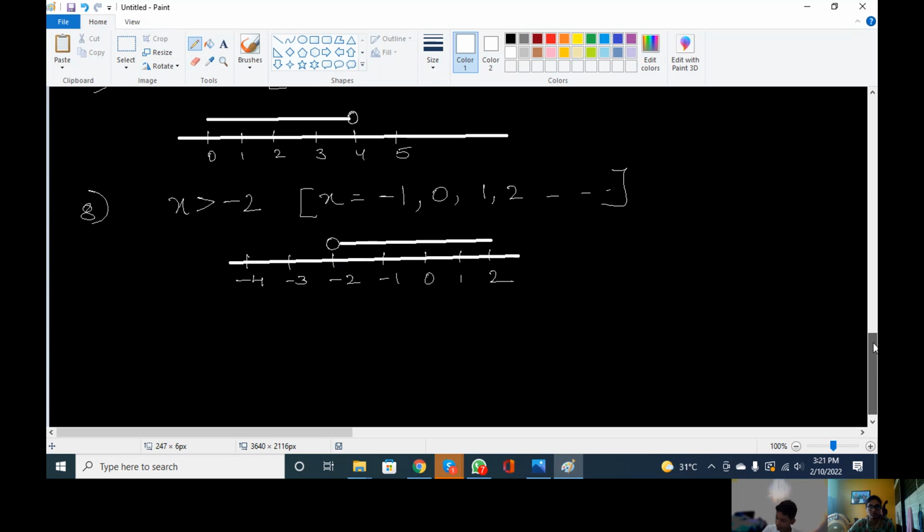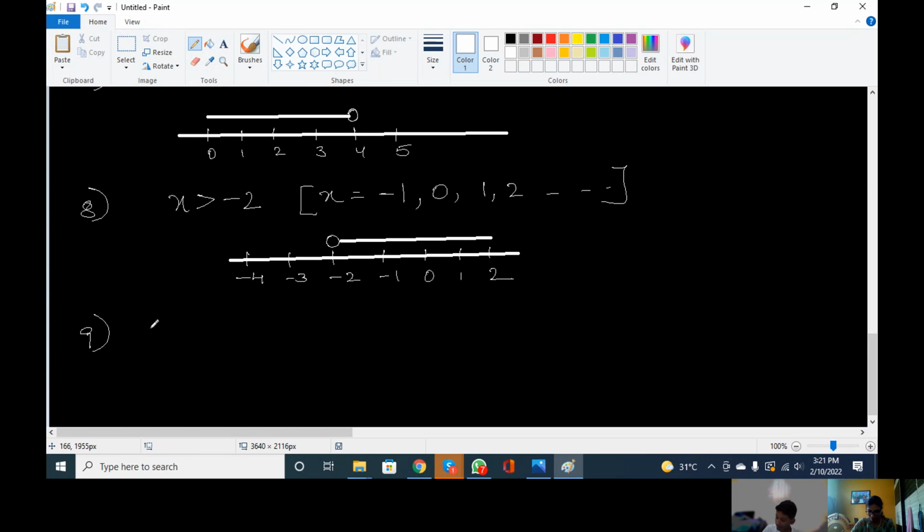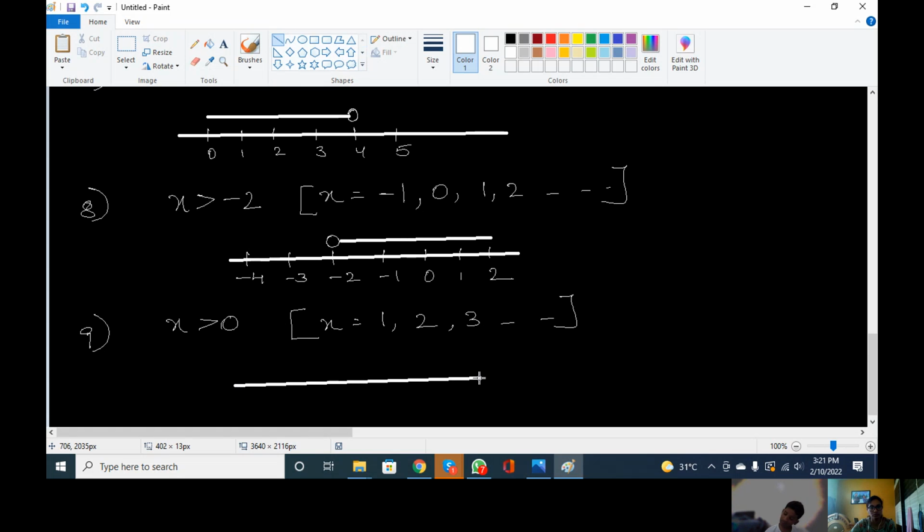Question number 9. X is greater than 0. X is greater than 0 means the x values are 1, 2, 3, and so on. So 0, 1, 2, 3, 4, 5. Open at 0, and this side, greater than, is the right side.